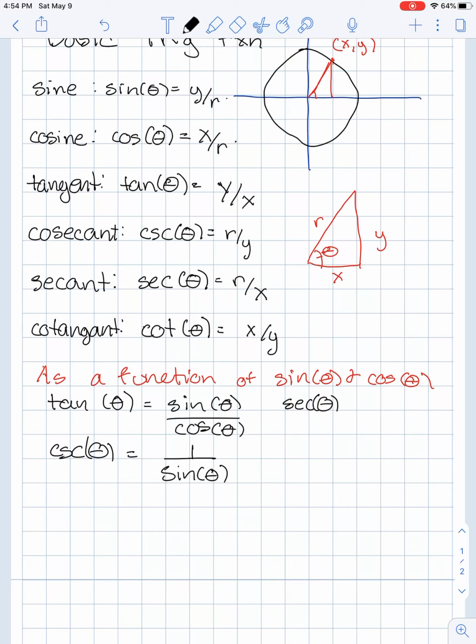Similarly, secant of theta is going to be 1 divided by cosine of theta. And cotangent of theta, I hope you guessed it, is 1 over tangent of theta. Well, tangent is just sine over cosine, so I can also write cotangent as cosine of theta divided by sine theta. Pretty cool, right?